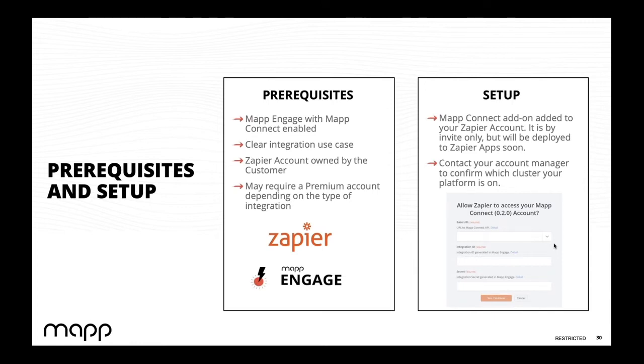If you are interested in this, please ensure you get in touch with your Mapp customer representative or any Mapp sales rep to have a conversation about the setups and prerequisites. As you can see, you need Mapp Connect enabled on your Mapp Engage instance. You need to have a clear integration use case. The Zapier account has to be created. And for some integrations that Zapier supports, it may require a premium Zapier account.